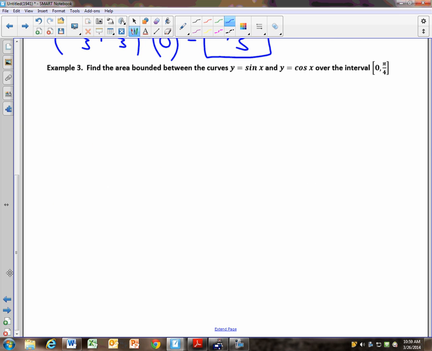Okay. Last example. We'll do sine cosine stuff. Find the area bounded between the curves y equals sine of x, y equals cosine of x over the interval 0 to pi over 4. Sure can. All right, so we're going to mark it out.